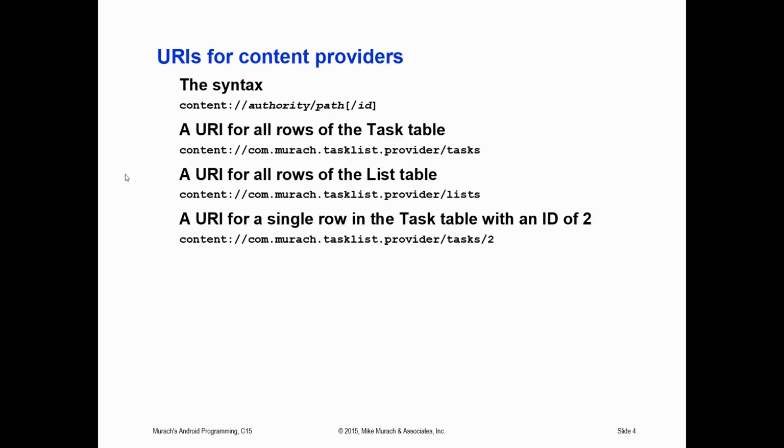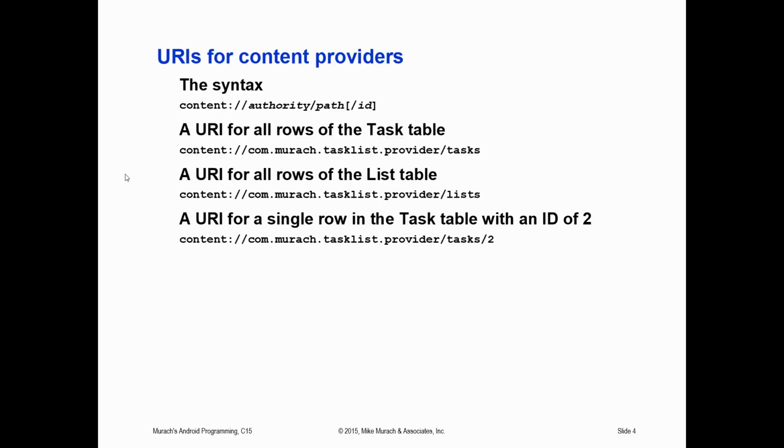Now, the first thing that's shown here on this slide, which is also in figure 15.1 on page 469, is the syntax for a URI. A URI is a Uniform Resource Indicator for a content provider. A URI is kind of a superset of a URL. So a URL is a type of URI. The syntax begins, as you can see there, with content:// followed by the name of the provider, also known as the authority, followed by the path to the content.